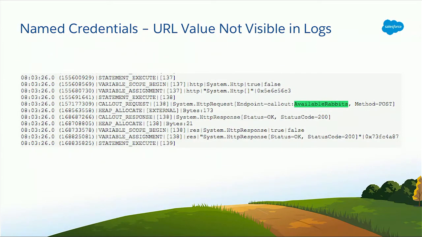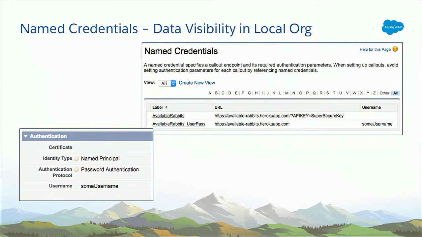You might be thinking, okay, this is awesome. We can't see it in the code, but what about the logs? If we can do this callout with this name credential, is it in the logs? No, it's not. So here I created one called available rabbits, and we'll see what that means in a minute. But I took a screenshot quickly of the log, and you can see that the secret is not revealed there. Okay.